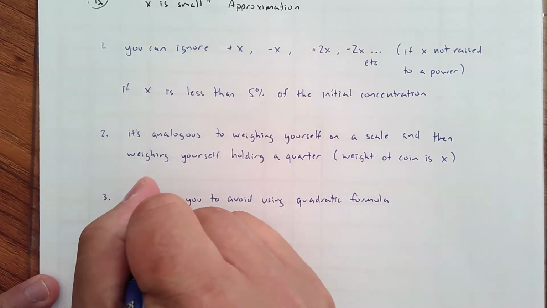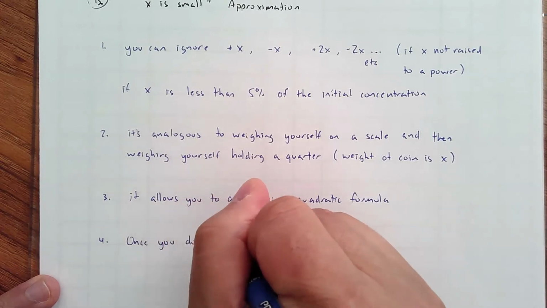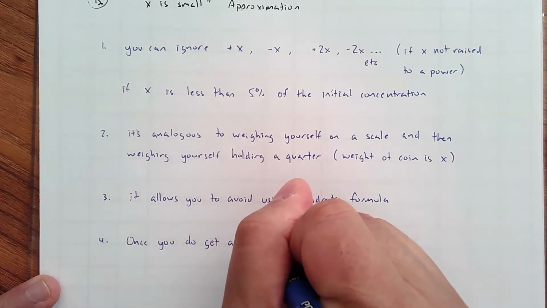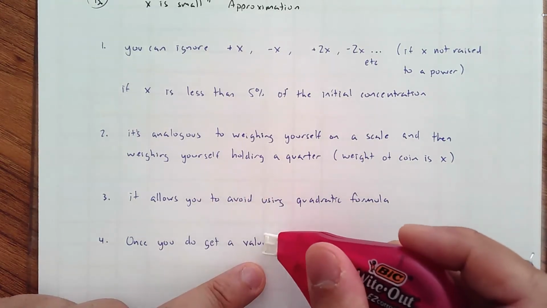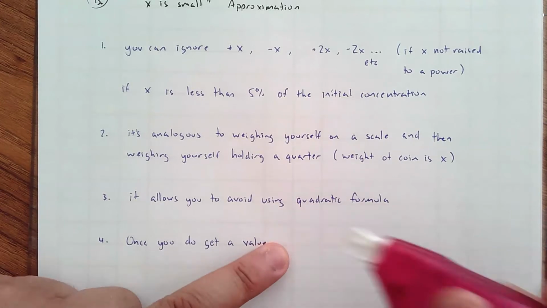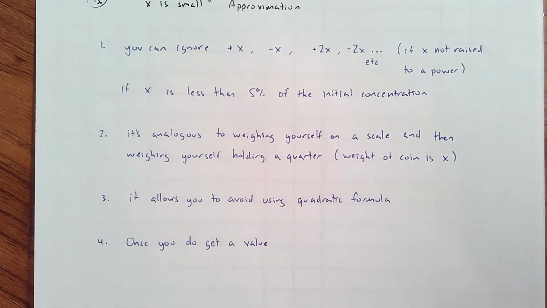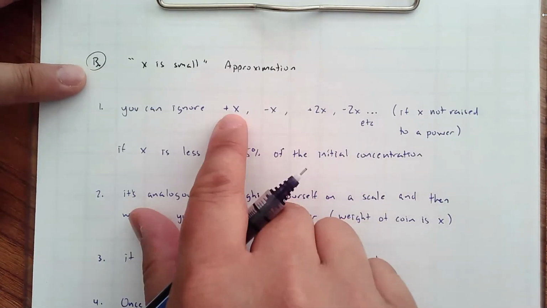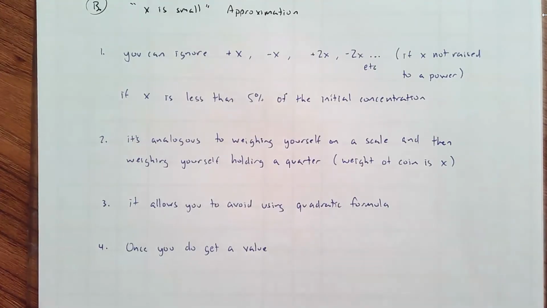So once you do get a value for x, I think some people are misunderstanding. Well, we're not eliminating x altogether. You got to have x in your expression somewhere. This approximation is getting rid of any x where we do a plus or a minus. And I think that will be a little more apparent once we do one example together.